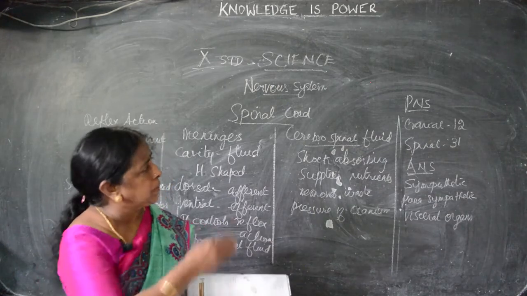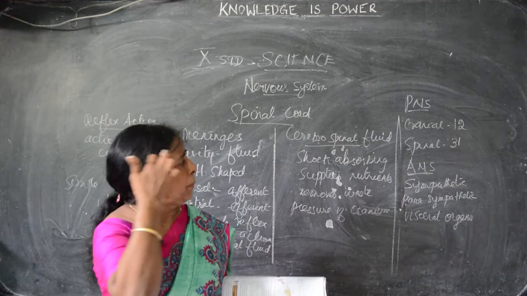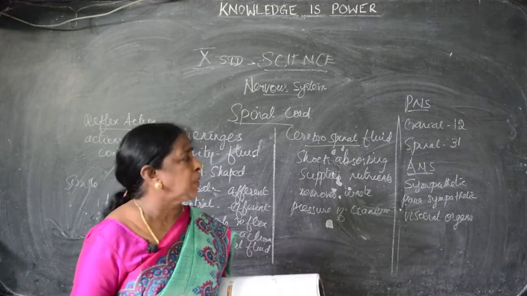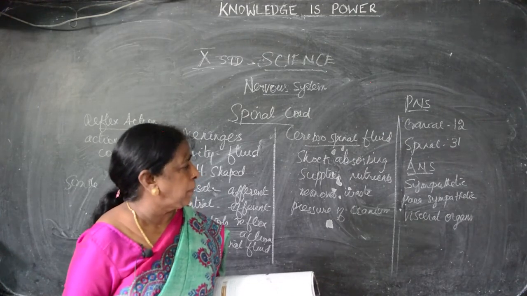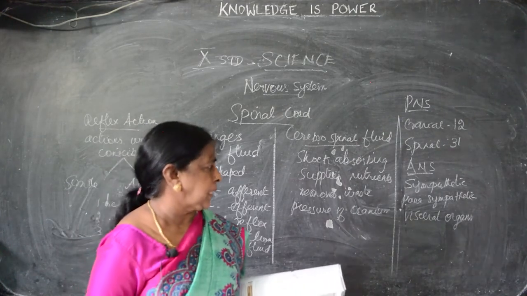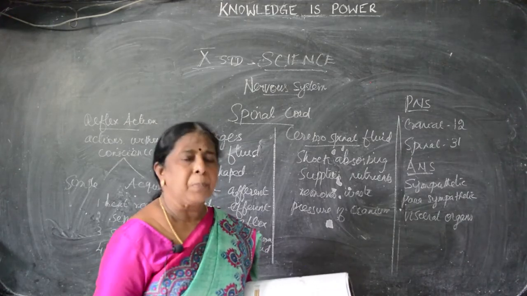And I said cranial nerves and spinal nerves. That is the peripheral nervous system. It's made up of cranial and spinal nerves. Cranial, how many nerves are there? 12 pairs of nerves. And spinal, 31 pairs of nerves. Then the autonomous nervous system. It is made up of sympathetic and parasympathetic nerves. It controls the visceral organs. So we have completed this lesson.